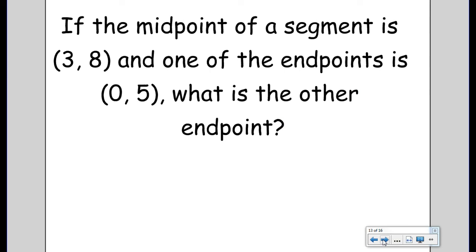Well, here's what Trent was asking for. Leapfrog. Play it. If the midpoint of a segment is 3/8 and an endpoint is 0.5, what's the other endpoint? There's no negatives here.